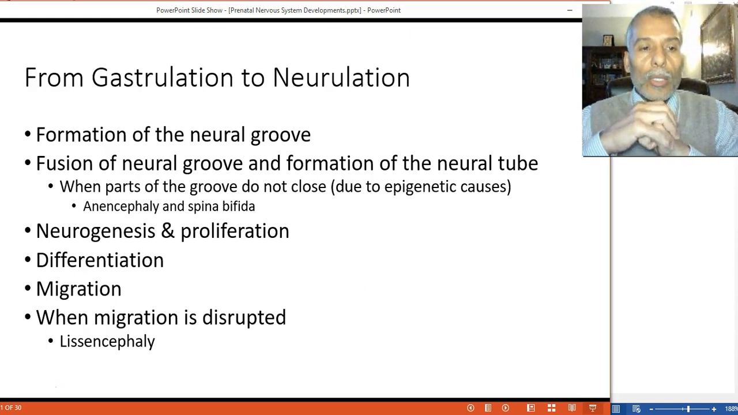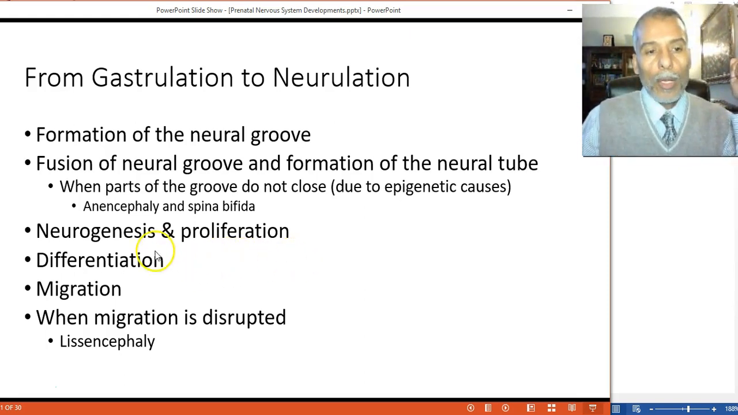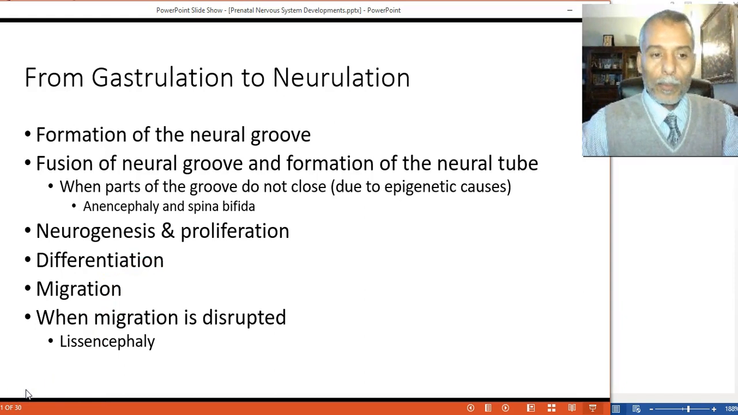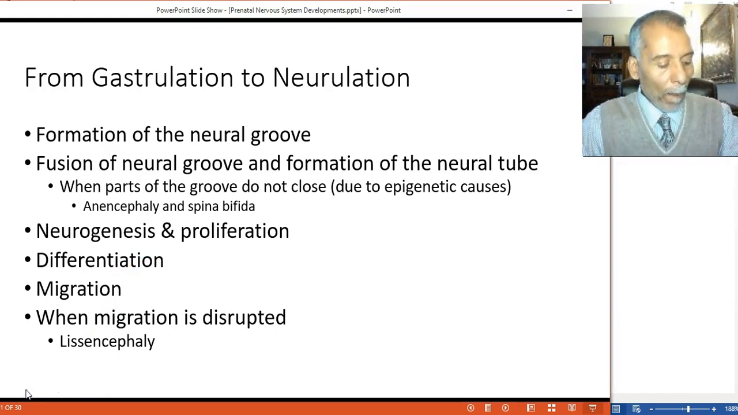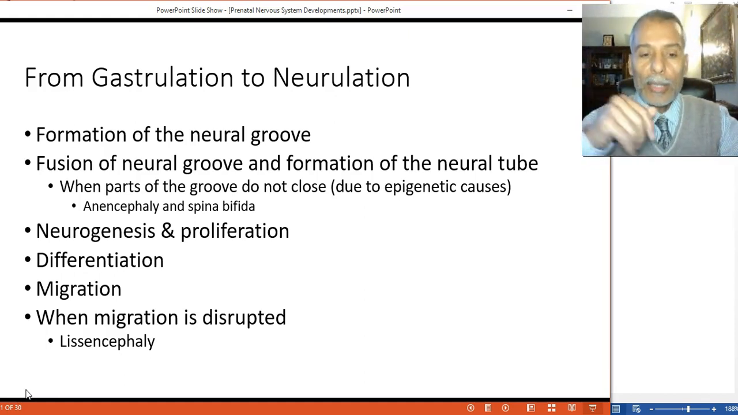So this is what we have in terms of the processes of neurogenesis: proliferation, differentiation, and migration. Differentiation starts approximately at day 25. And then neurogenesis itself, the birth of neurons and so on, goes up to about day 108.